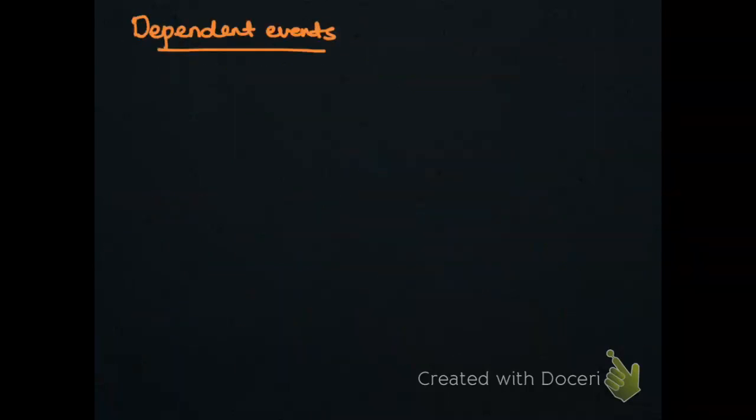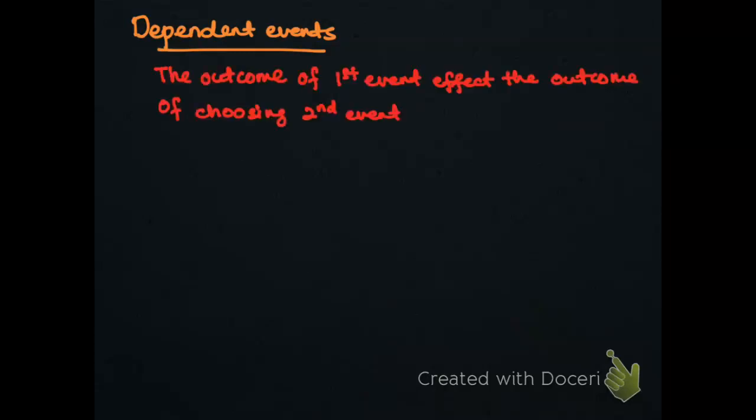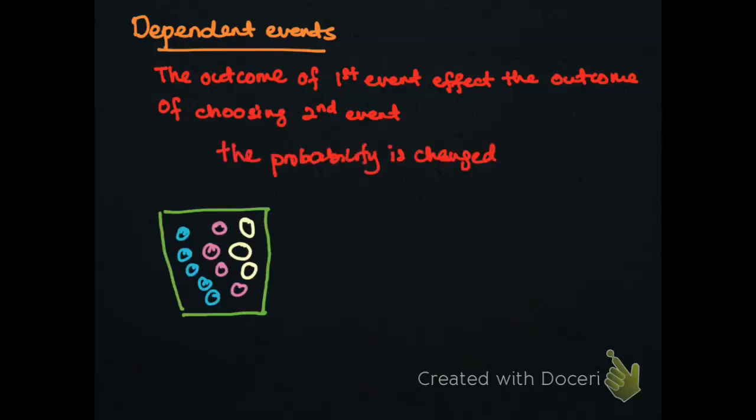We move on to the next part, which is dependent event. The condition of dependent event is that the outcome of the first event affects the outcome of choosing the second event. So here the probability value will change. The probability is changed.